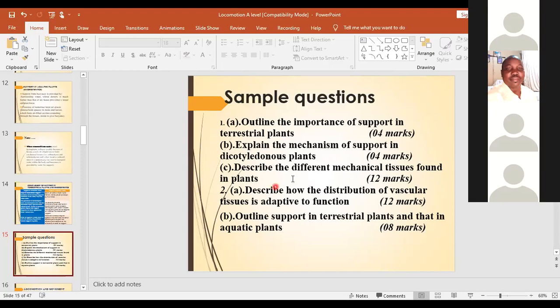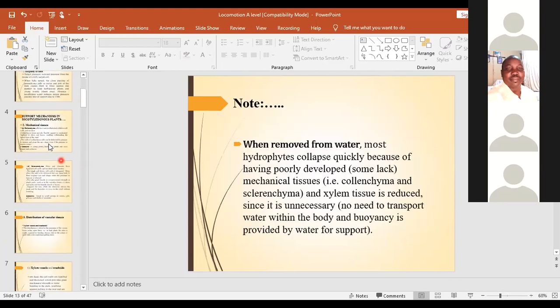Then they're saying, describe the different mechanical tissues found in plants. How many mechanical tissues do we have? We have mainly the collenchyma, which they want you to describe. You have studied them in your histology. And then we have the sclerenchyma. And we have also discussed here how they are distributed and located.